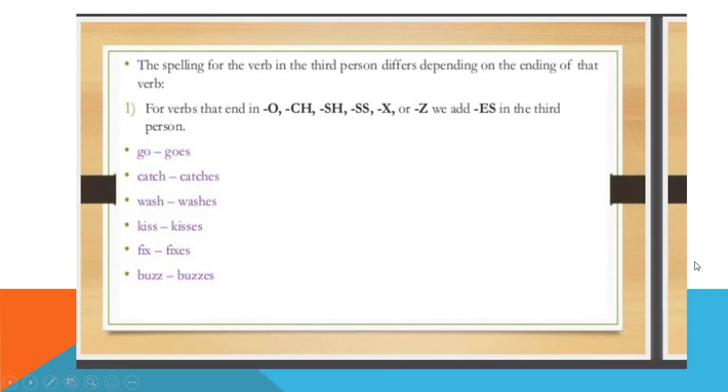In English, there are some verbs that end on different sounds, so the ending of these verbs changes. The spelling of the verb in the third person differs depending on the ending of that verb. For verbs that end in O, CH, SH, SS, X, or Z, we add ES in the third person. For example, the verb go ends in O, so the next verb will be goes. Catch, catches, wash, washes, kiss, kisses, fix, fixes, buzz, buzzes.